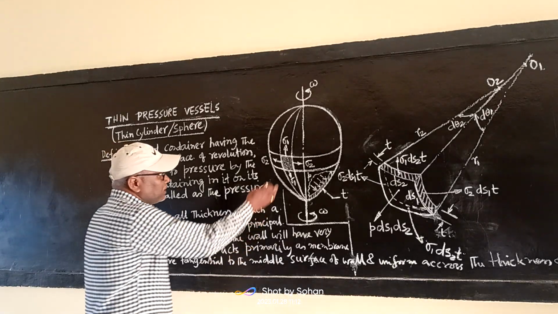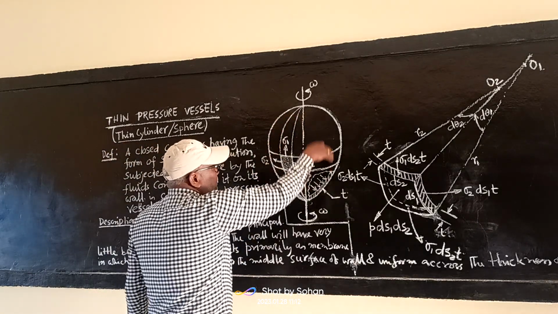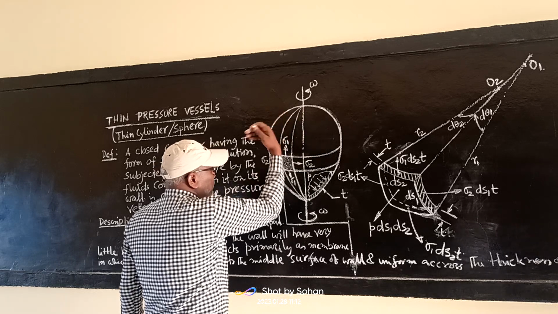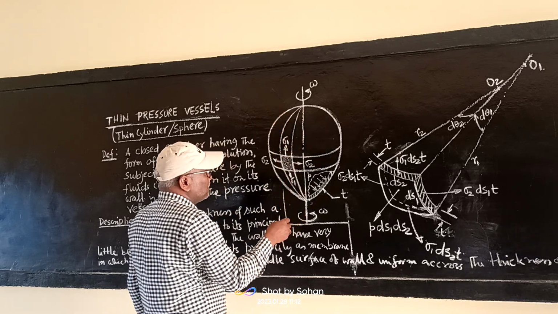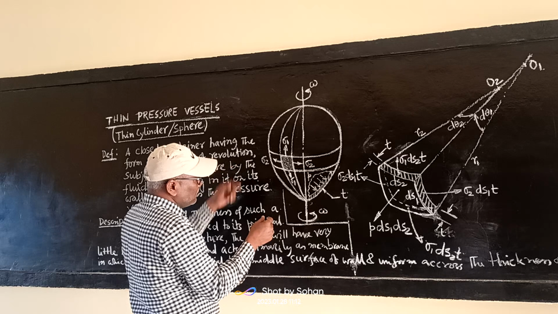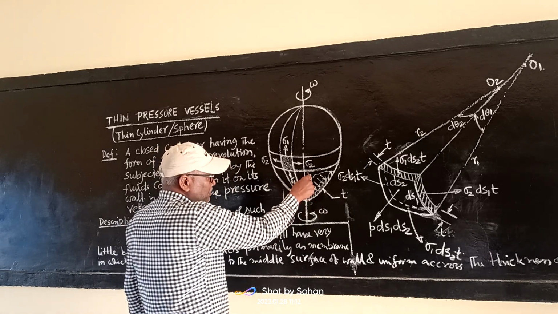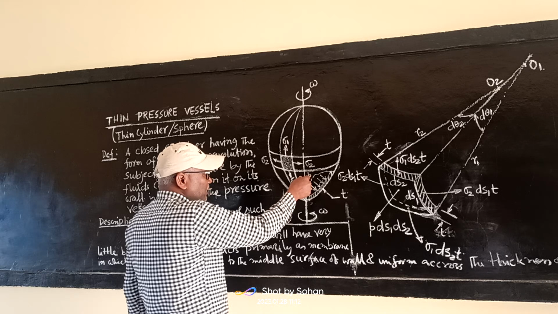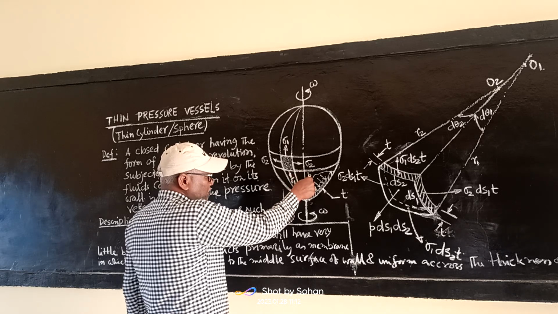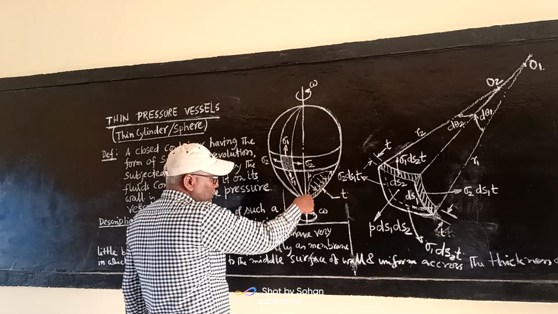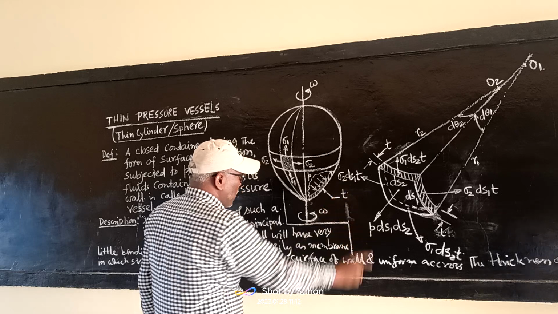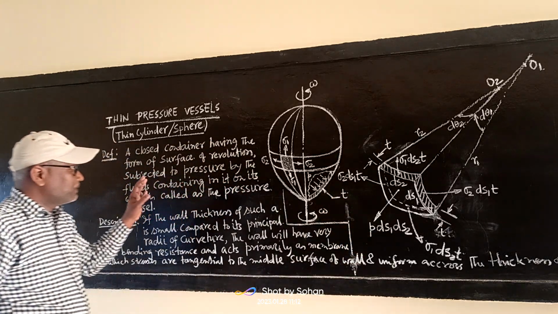And that is here. This is the surface of the egg which you can rotate about some axis. That is why it is a surface of revolution subjected to pressure. You know, inside the egg there are fluids, yellowish and whitish, that will cause pressure on the surface of its wall of thickness t. So this is the pressure vessel.